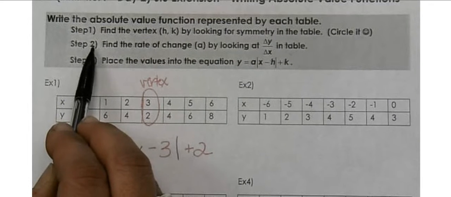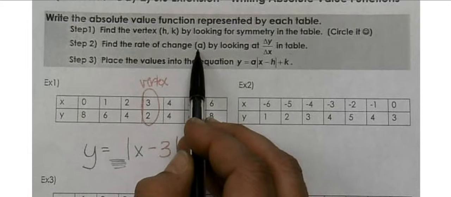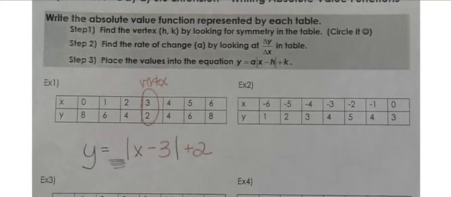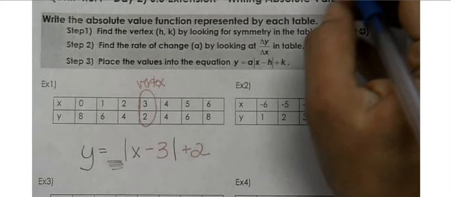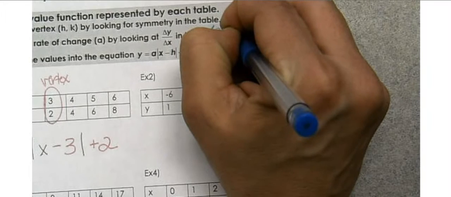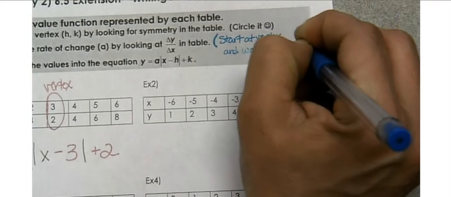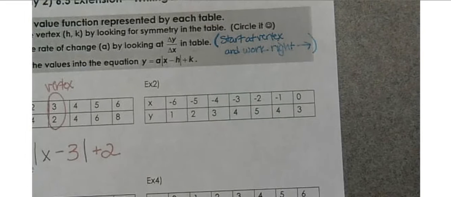Step 2 says find the rate of change by looking at change in y over change in x in the table. Okay? And when we do that, I want us to start at the vertex and work to the right. That will ensure, you guys, that we get the correct sign, positive or negative.